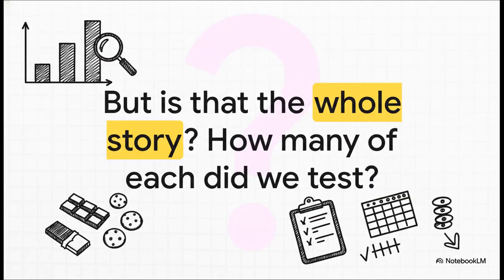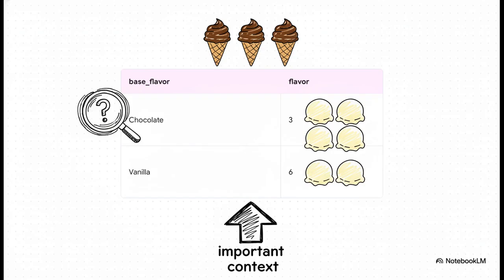But hold on, an average can be a little misleading sometimes. Before we go and declare chocolate the undisputed champion, a good analyst always asks a follow-up question. What was our sample size? And here's that crucial piece of context. When we simply count the number of flavors in each group, we see we only had 3 chocolate flavors to test versus 6 vanilla ones. Now, this doesn't mean our first finding was wrong, but it definitely makes you think. The count is a totally vital piece of the story.